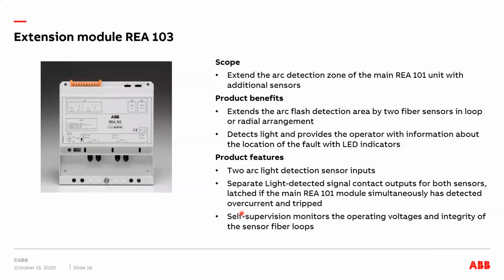Then let's have a short look at those extension models. There are three types of them, and they look quite the same to each other. REA 103 provides two fiber sensor inputs, and so the detection range of the main unit can be extended with using these units.